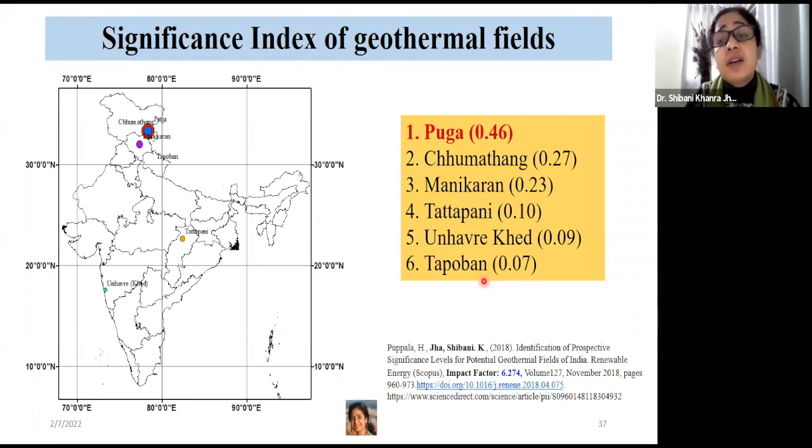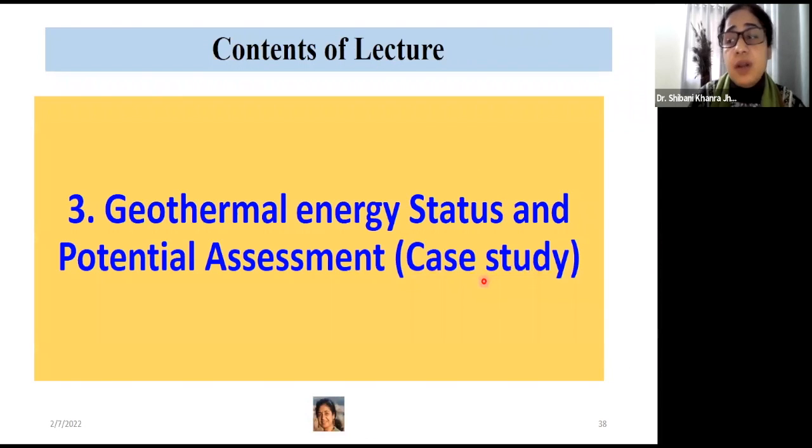So this indicates the link between the scientific study and the stakeholder, they can understand how significant each field location is among all these, and which should be promoted when we are in the exploratory stage of study. So Puga can be taken further to establish either the pilot plant or to explore further for industrial scale electricity generation. So taking this into account, we have also taken Puga as a location where the case study could be further done.